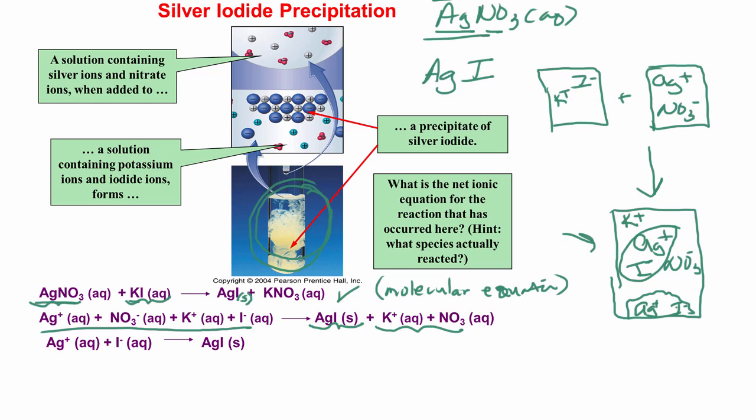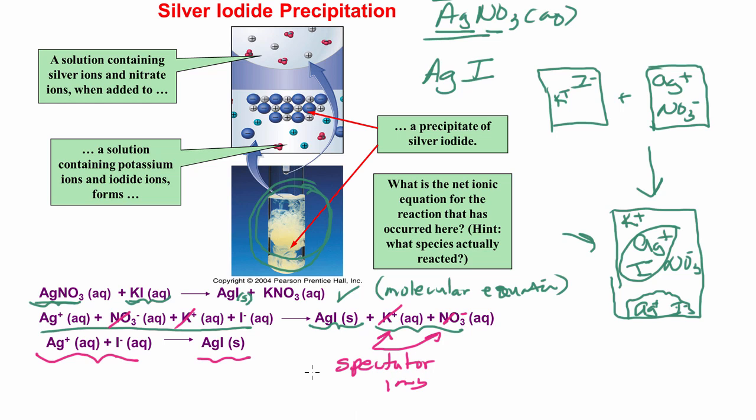Now, watch what happens here. I have nitrate ions on both sides. Oops, this should have a negative charge here. I have potassium ions on both sides, so those cancel out. And in my net ionic equation, I have this left here. So the actual reaction is between the silver and the iodide ions to produce solid silver iodide. The potassium and the nitrate ions are called spectator ions.